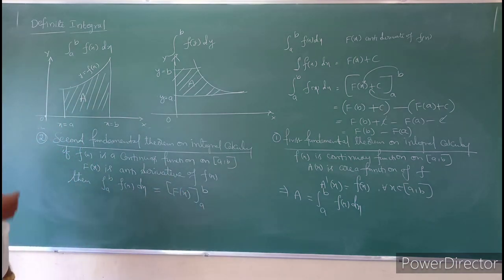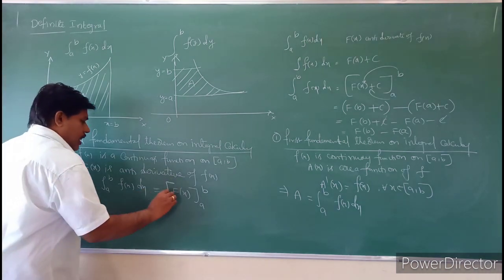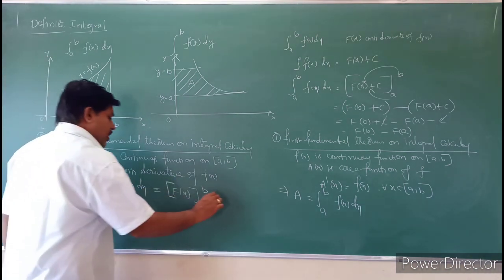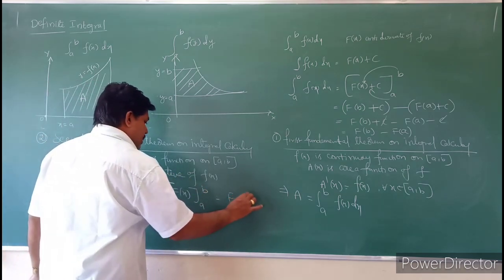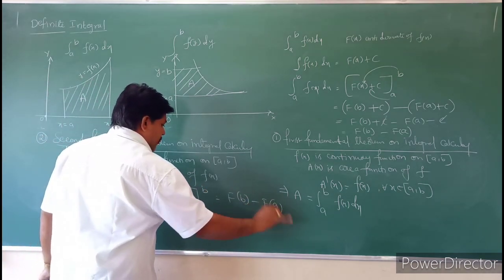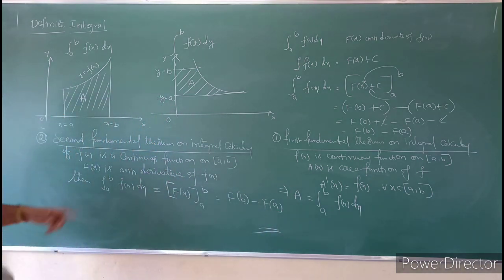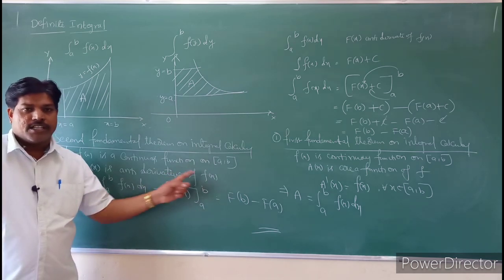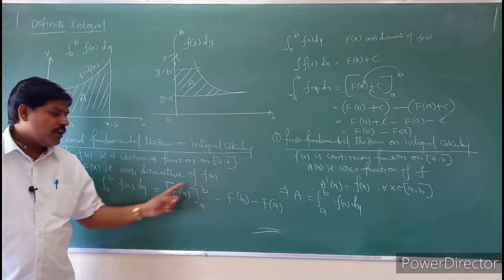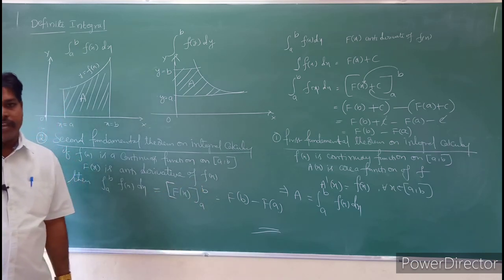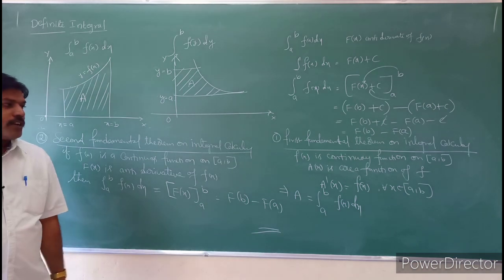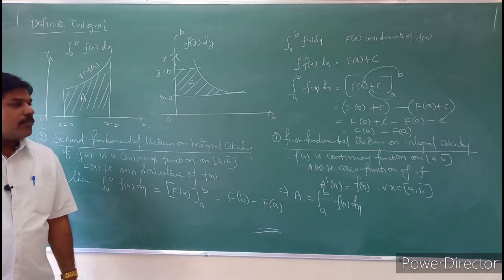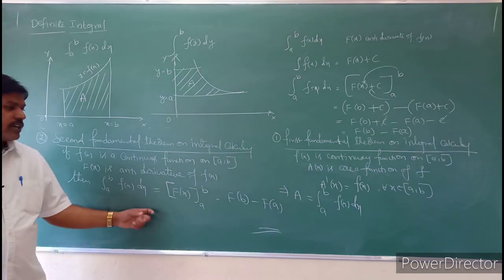Don't write F of x plus c. You can take F of x directly and apply the lower limit and upper limit. First apply the upper limit, what happens? F of b minus F of a. So if f of x is continuous on [a, b] and F is the antiderivative of f, then the integral from a to b of f of x dx equals F of x over the limits a to b, that is, the upper limit minus the lower limit, F of b minus F of a. So that is the first fundamental theorem, and this is the second fundamental theorem on calculus. This is the condition we are going to use.